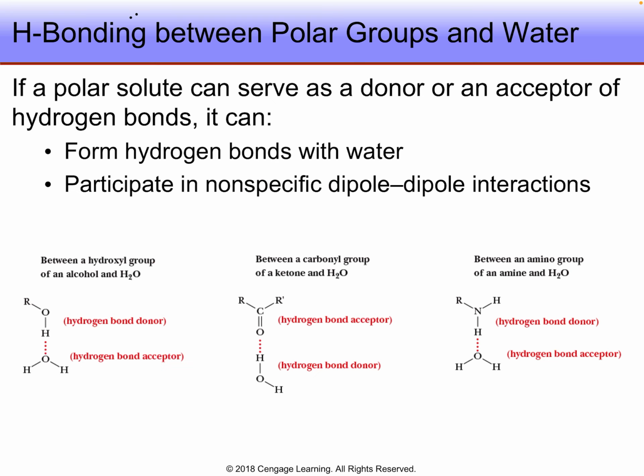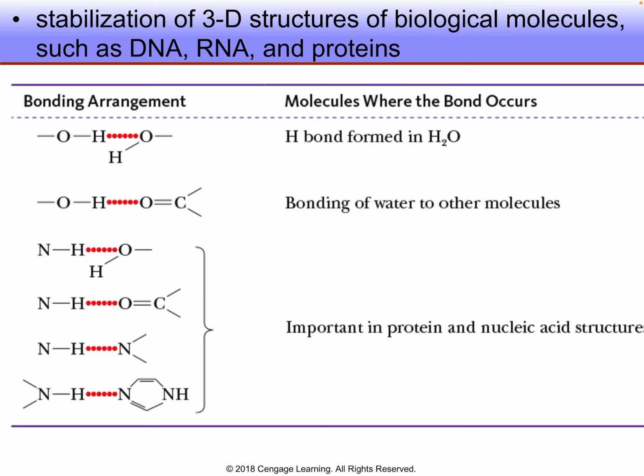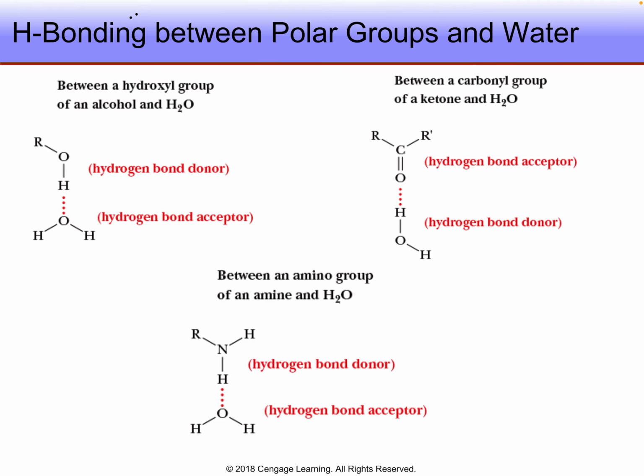These are examples of hydrogen bonds. Here we have an alcohol in water, a ketone in water, and an amine in water. These are all examples. You may want to pause the recording and take a moment to look at these. And here they are a little bit bigger. And you do want to be able to draw examples of these and recognize in a drawing of molecules where potential hydrogen bonds exist.